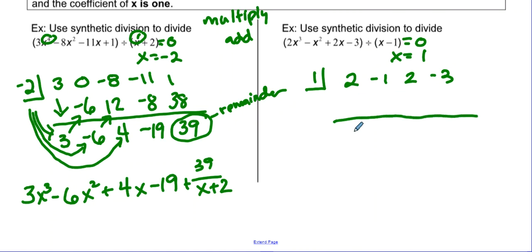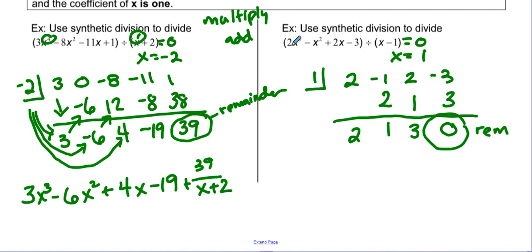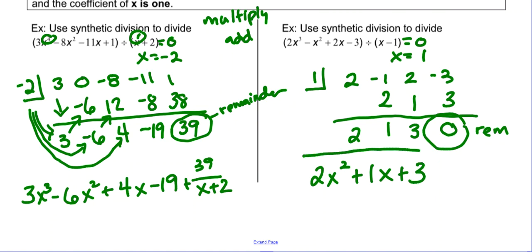Bring down the first one and you have a 2. 1 times 2 is 2. Then add 1. 1 times 1 is 1. Then add 1 times 3 is 3. And then add. So our remainder is 0 this time. We started with x to the third, so that means that the degree of our answer is x to the 2. So we have 2x to the 2 plus 1x plus 3, and we don't have a remainder this time, so you don't have to write that part.